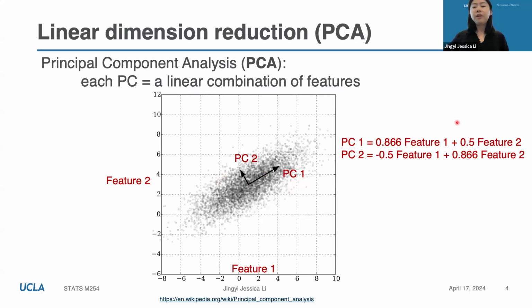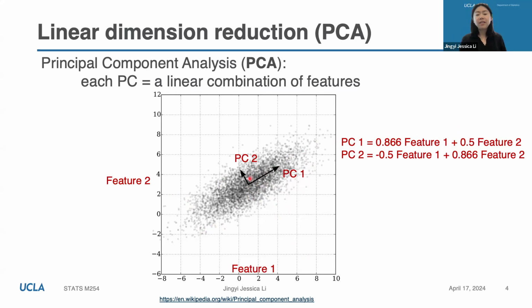So this is where linear algebra gives us. It will tell us that this PC1 is a linear combination of feature 1 and feature 2 with these weights, 0.866 and 0.5. So you can see that feature 1 contributes more to PC1 than feature 2 does, right? This is also something we can see visually.